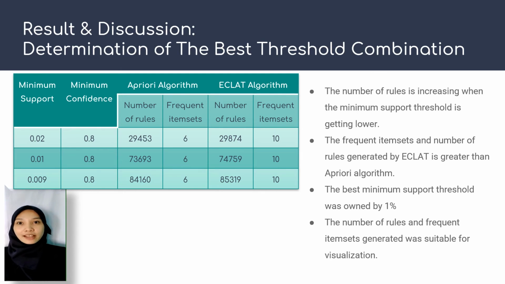As the results show, the number of rules increases when the support threshold gets lower. It's also displayed that the frequent item sets and the number of rules generated by Eclat are greater than those of the Apriori algorithm. Thus, the best minimum support threshold is 1%. Therefore, the number of rules and frequent item sets generated were suitable for visualization because the number of rules obtained was not too small and not too huge, which aligned with the frequent item sets.